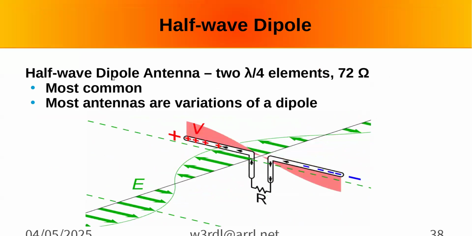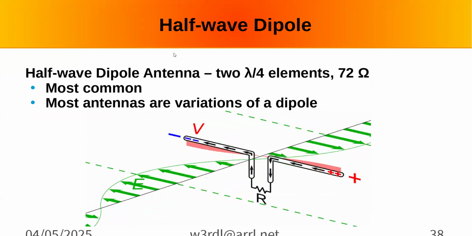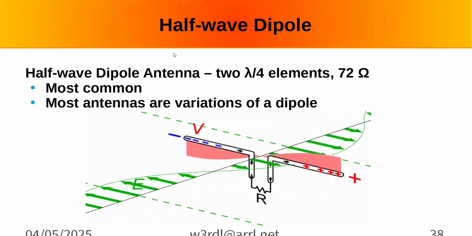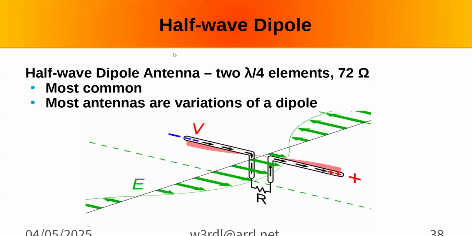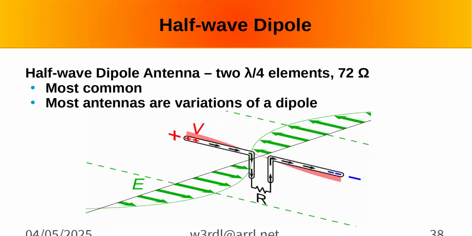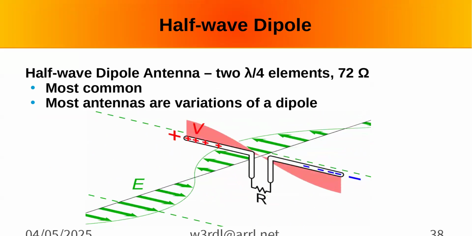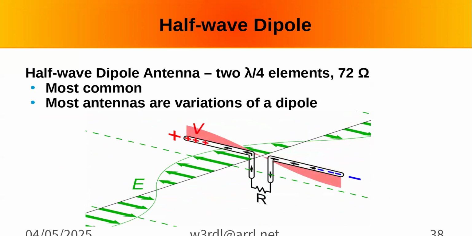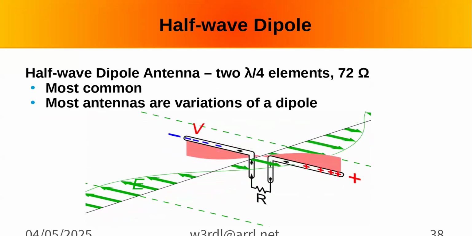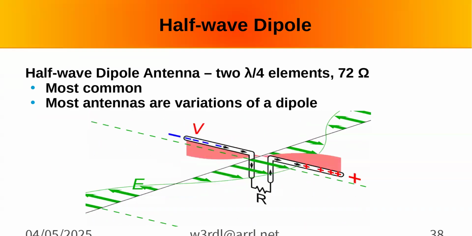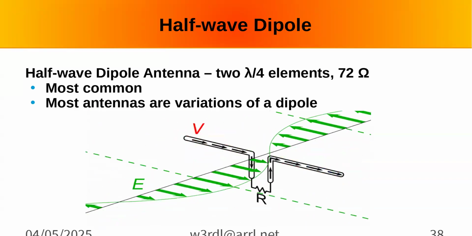Okay, so pretty, right? Typical half-wave dipole. And the green line is the E field. So you see it oscillating horizontal to the plane of the Earth, meaning it's horizontally polarized. And the red is the voltage on the elements, and you can see how it relates to the current generating the E field.